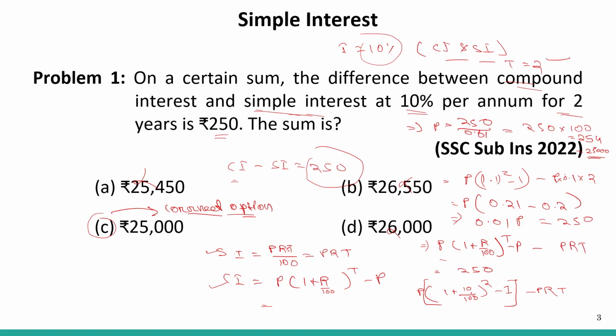So P into 1 plus 10 by 100, because R is equal to 10, and in decimal form it will be 0.1. This is in percentage form, and this is in decimal form. In decimal form, 1 plus R directly. So it will be equal to P into 1 plus R power T minus P. This will be the formula when R is in decimal form.